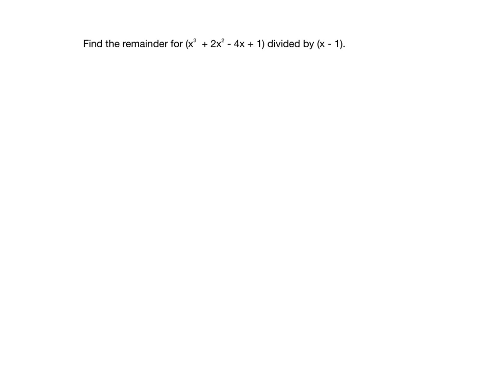Okay, so the problem of the day is to find the remainder for x cubed plus 2x squared minus 4x plus 1 divided by x minus 1. And so what we could do here is use synthetic division, and we can take the coefficients. You have 1 for the x cubed, 2 for the x squared, minus 4, and then a constant.